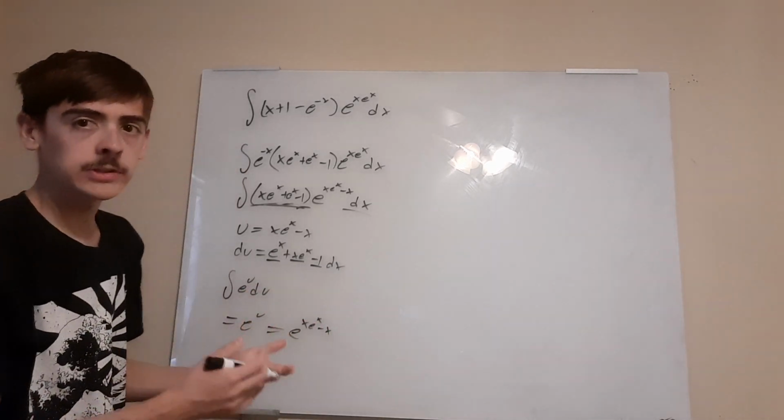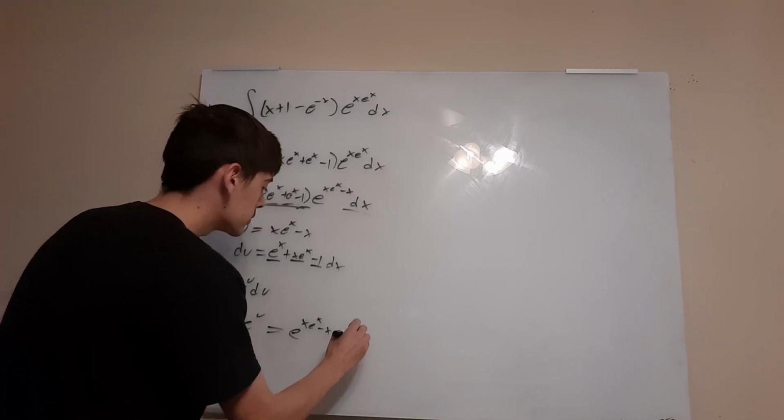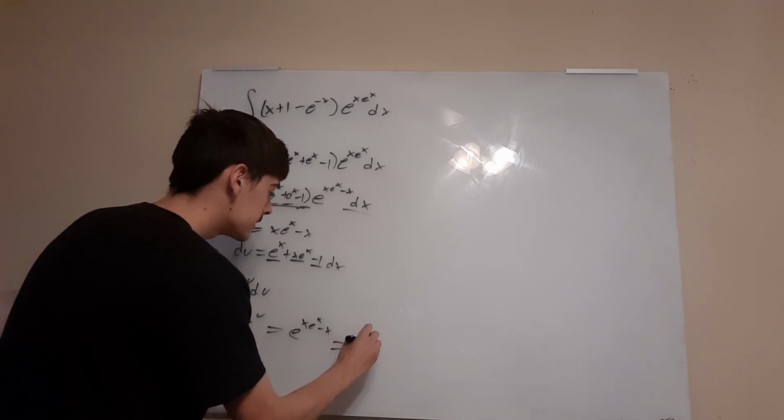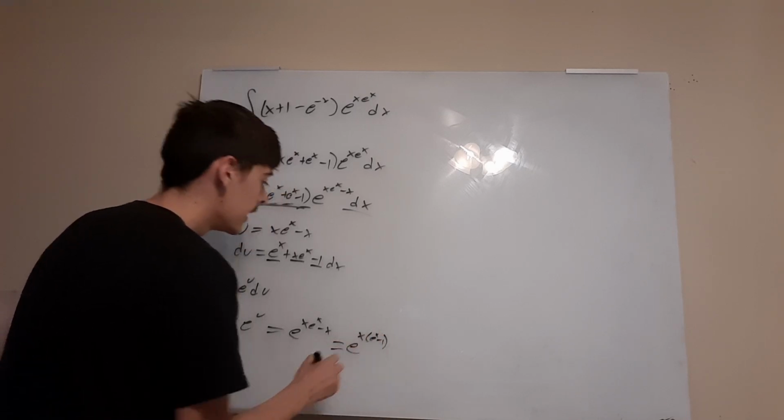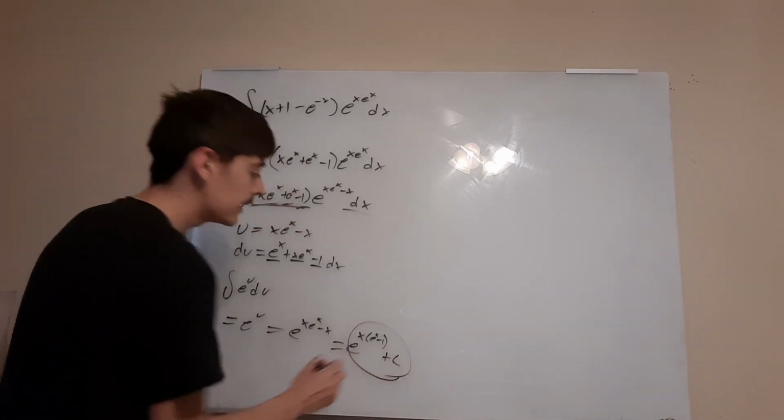Just getting it in terms of the way MIT had it in their answer, they just factored out an x, so it'd be e to the x times (e^x − 1). Now that's our final answer. It's an indefinite integral, so don't forget your plus C. And that is it.